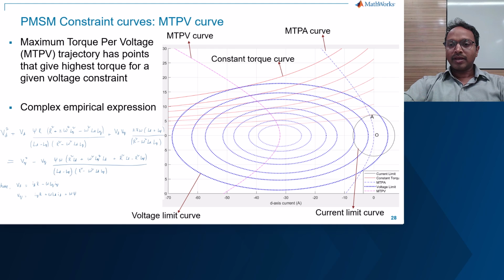The empirical equation for the MTPV curve, even for the lumped parameter based model, is a complex expression. What you see is an equation in terms of VD and VQ, and it still needs to be expanded into ID and IQ terms to form an actual MTPV curve.